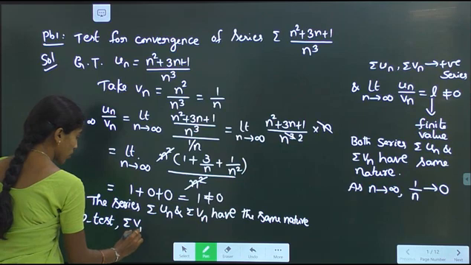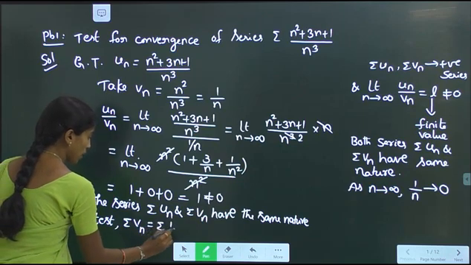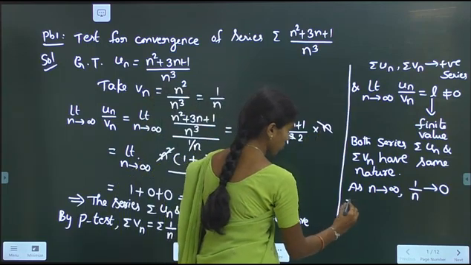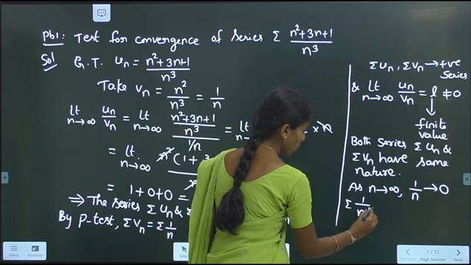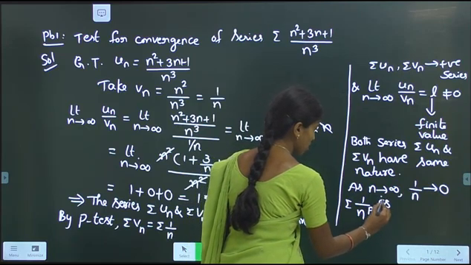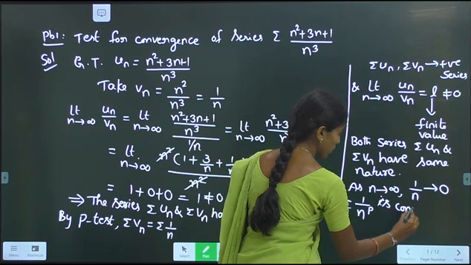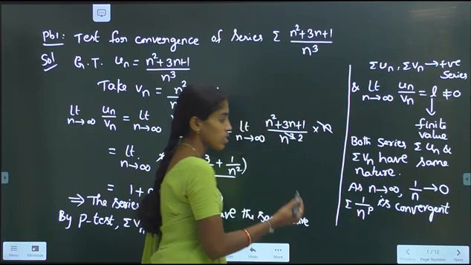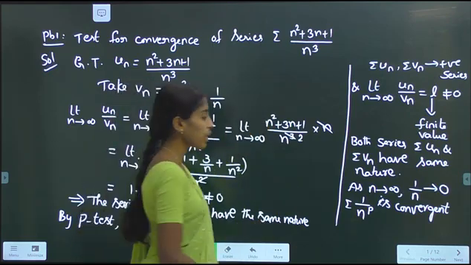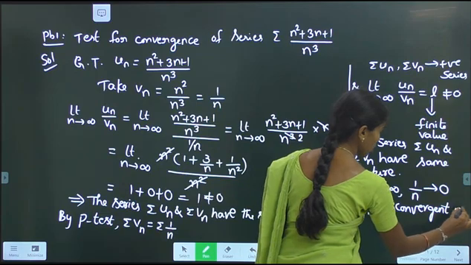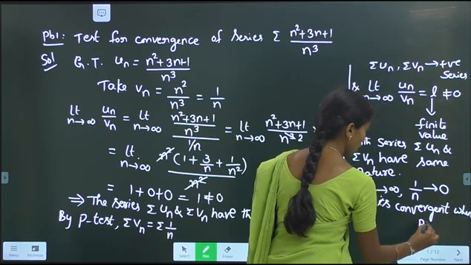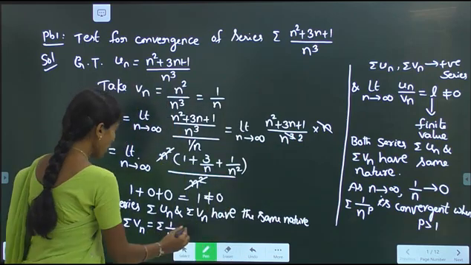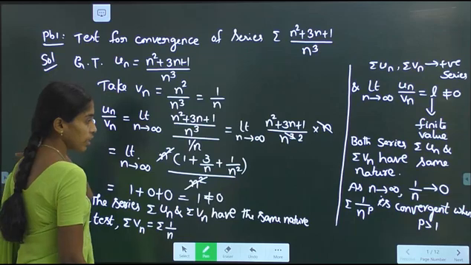Sigma vn is equal to sigma 1 by n. The p-test is: sigma 1 by n to the power p is convergent when p is greater than 1, and it diverges when p is less than or equal to 1, right? So by p-test, sigma 1 by n is divergent.